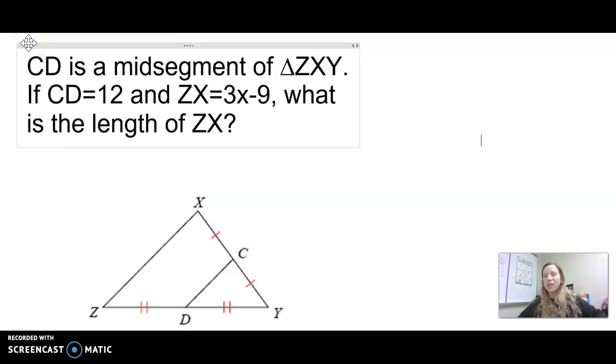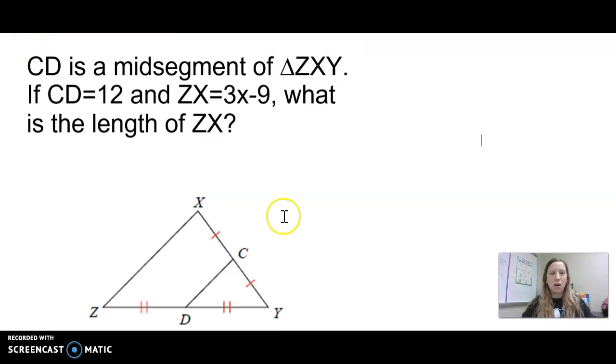Hey guys, so today we're looking at mid-segments. So here we have a mid-segment CD. Now if you recall, a mid-segment is what connects one midpoint to another midpoint on a triangle. So C is the midpoint of XJ and D is the midpoint of XY and ZY. And when you connect two midpoints, you create a mid-segment.